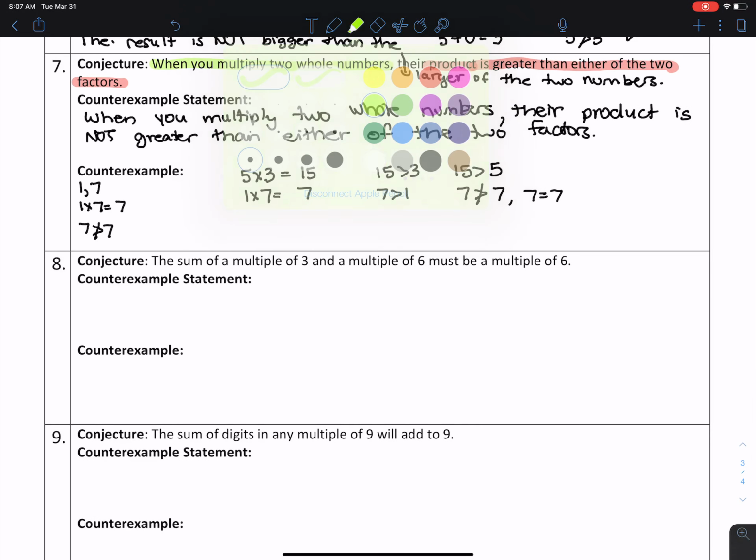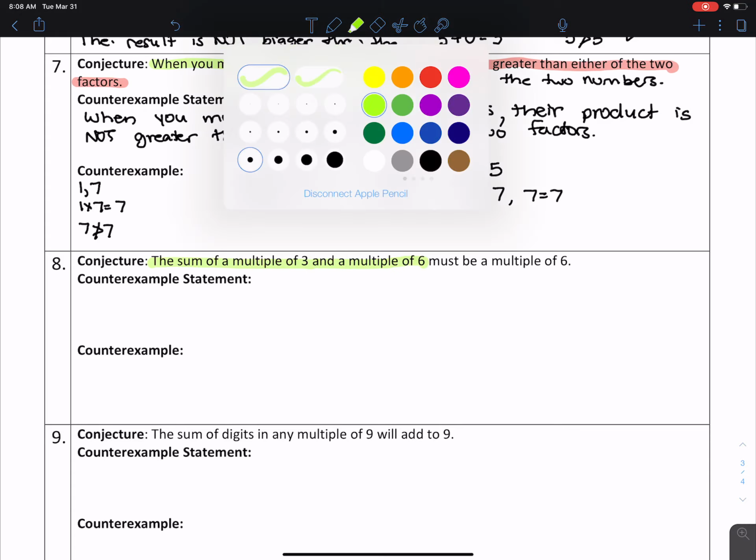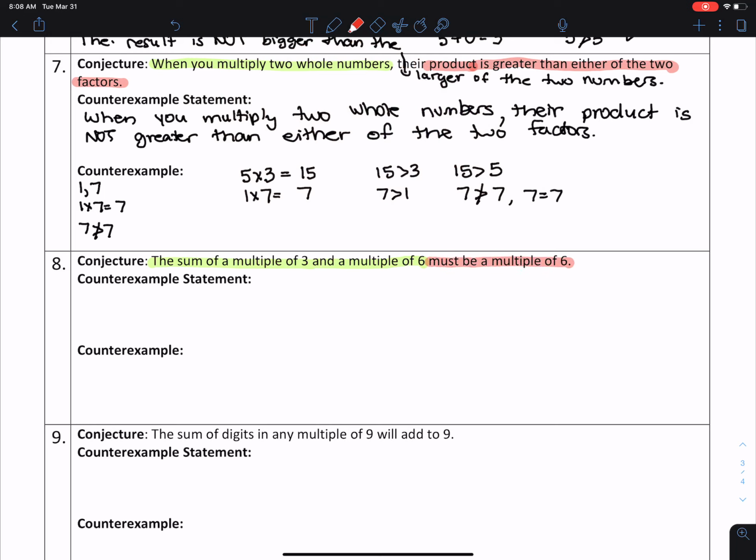Okay, let's look at the next one. The sum of a multiple of 3 and a multiple of 6, okay, that's my condition, must be a multiple of 6. So we're going to write my counterexample statement. The sum of a multiple of 3 and a multiple of 6, okay, now instead of saying must be, is not a multiple of 6.